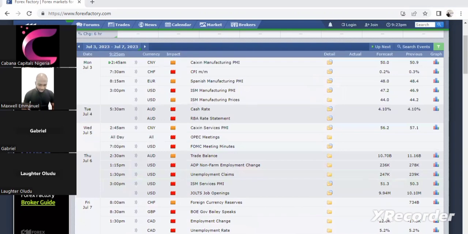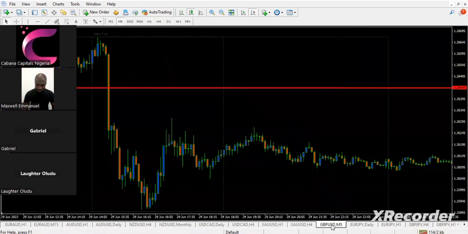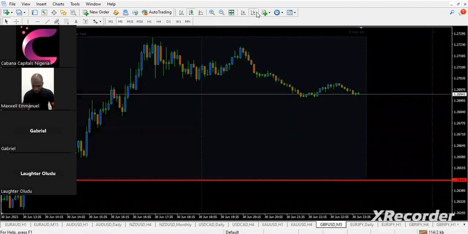Okay, so next pair is GBP USD. Should expect a bearish move on GBP. GBP USD and Australian dollar USD are positively correlated, so we should expect a bearish move on GBP USD. I think the US dollar is still very strong fundamentally.